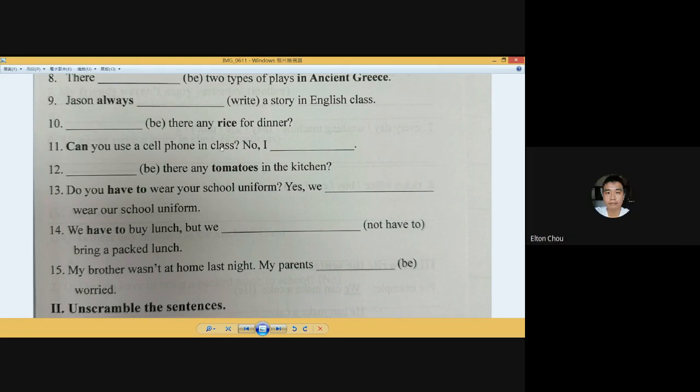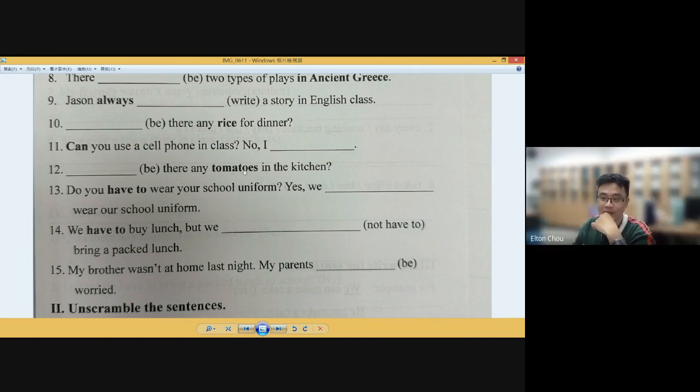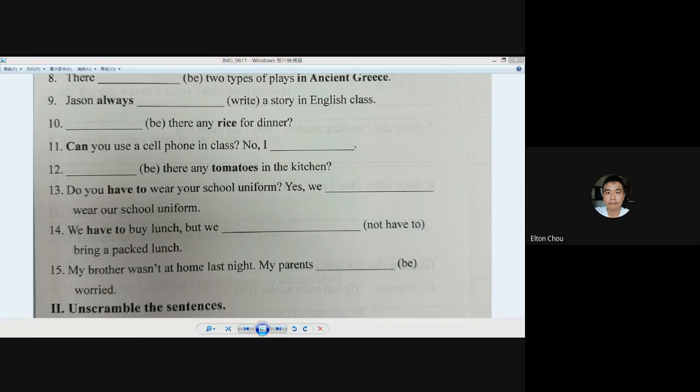Can you? Yes, I can. No, I can't. Are there any tomatoes in the kitchen? Is or are? Choose by yourself. This is present. We don't need to use past.